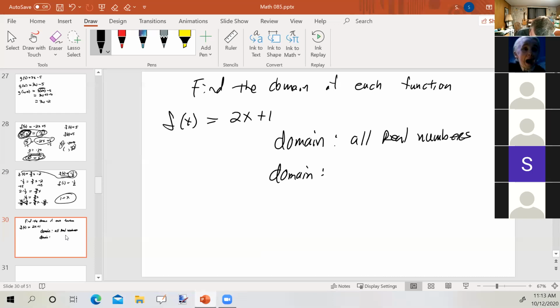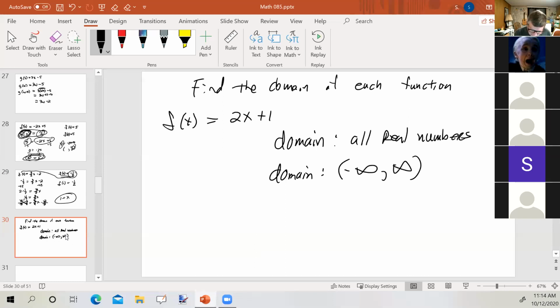How do you say all real numbers in interval notation? Well, it's everything from -infinity up to +infinity, but you don't use brackets on either side. The parentheses mean that -infinity goes forever to the left and +infinity goes forever to the right. Okay, so the domain is all real numbers. It's everything from -infinity to +infinity.